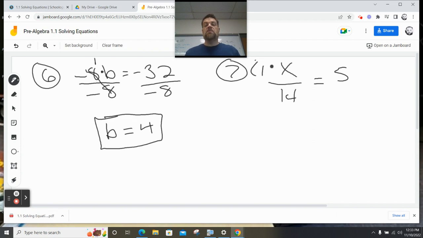Yep, we multiply both sides by 14. Everybody should be writing this down. If you're not writing this down, you're going to be in big trouble. 14 divided by 14 is 1. 1 times x is just x. What's 5 times 14? 70.